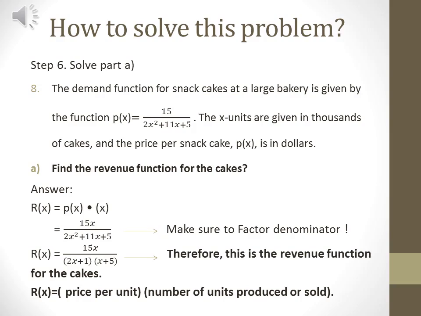Okay? But we need to factor the denominator, because look, it's 2x squared plus 11x plus 5. We need to factor that to make sure that when we're graphing, it's going to be easy, it's going to be simple, and we're going to understand it better. So therefore, we get r of x equals 15x divided by 2x plus 1 multiplied by x plus 5. Nice and simple and all cleaned up. And remember, r of x, revenue, is equal to price per unit multiplied by the number of units produced or sold.